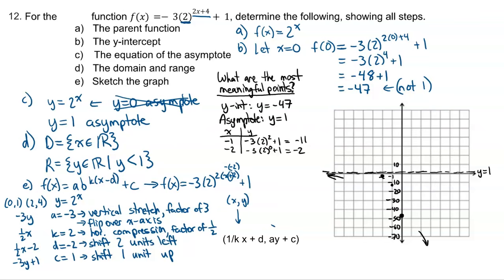And you can actually see that that's a lot steeper than I originally labeled those curves with. So it's going to go up through those key points. It's going to be a very steep graph like shown. And we can label that with the function f of x equals negative 3 times 2 to the power of 2x plus 4, all plus 1.